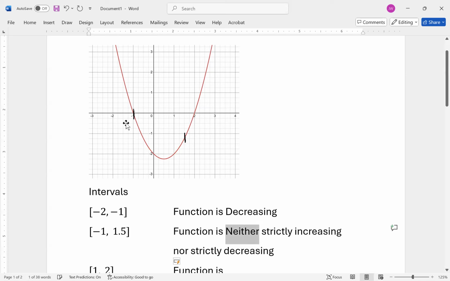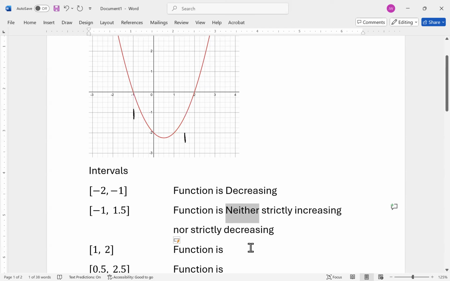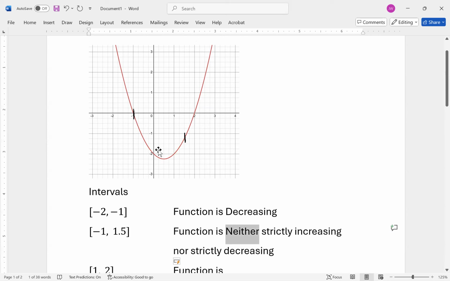Neither is the key there. It's actually kind of doing both, but when I say strictly, it just means only increasing. Strictly decreasing means only decreasing. So it's kind of doing a combination of both. We're going down and then up. And so it's not just increasing, it's not just decreasing, because it does both. Again, strictly is the language we use there for it only does that. So neither strictly increasing nor strictly decreasing.